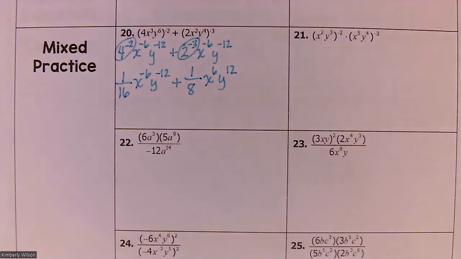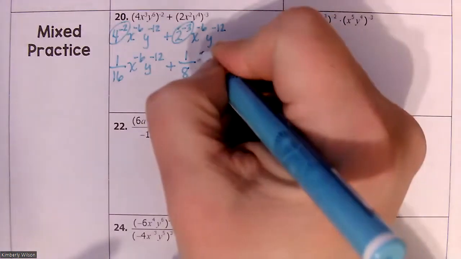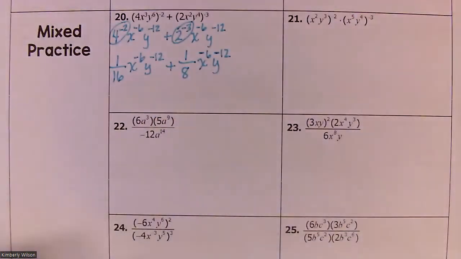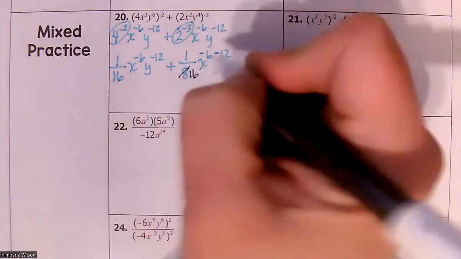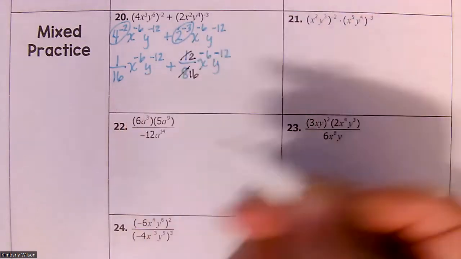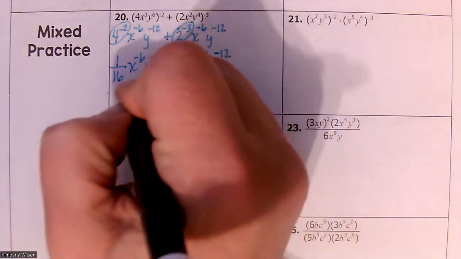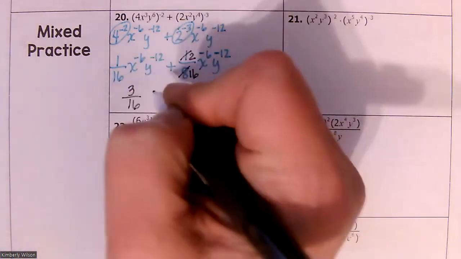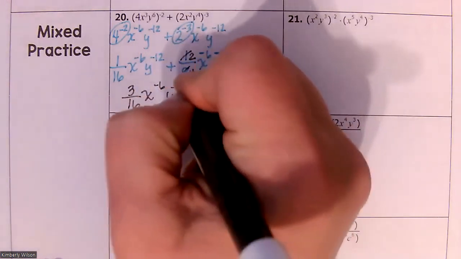Now, I'm going to change colors for this purpose so that we can see. I have to have a common denominator to combine these. Oh, this is supposed to be negative 6 and negative 12 as my exponents. Do not make that mistake and forget your signs. It makes a big difference as you're simplifying. Okay, well, I need a common denominator, so I'm going to change this to 16, which means this is going to change to a 2, which means I have 1 plus 2, so that's going to give me 3/16 x to the negative 6, y to the negative 12.